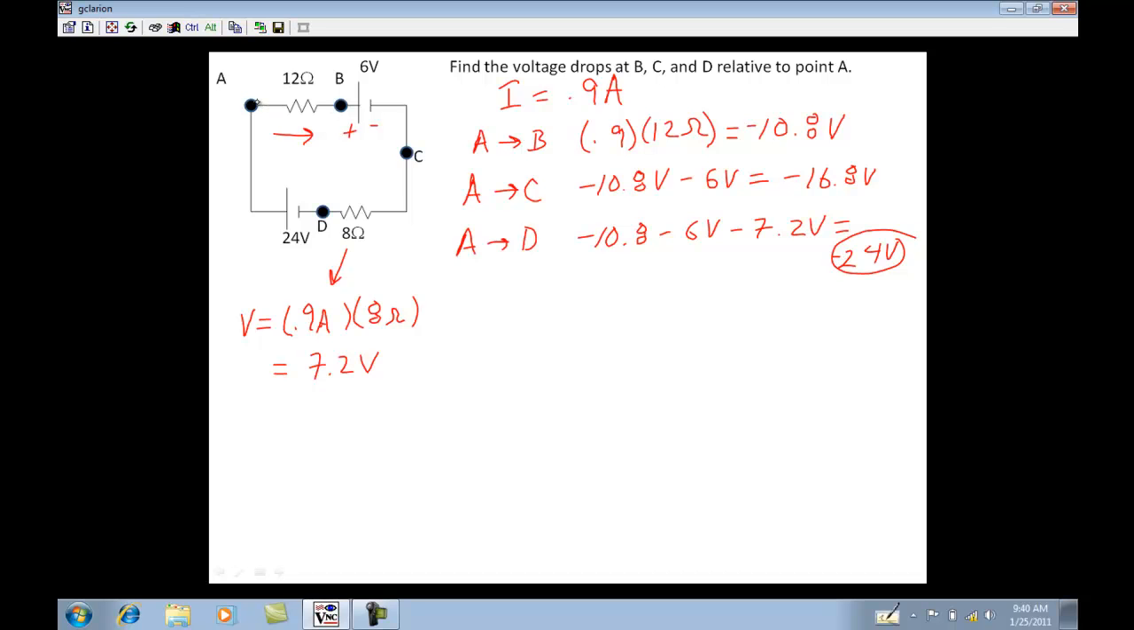Because when I get from A to D, all I have left is a 24 volt rise, right? By the time I get back to A, the drop should be 0. So when I get from A to A, the drop should be 0. Does that actually work?